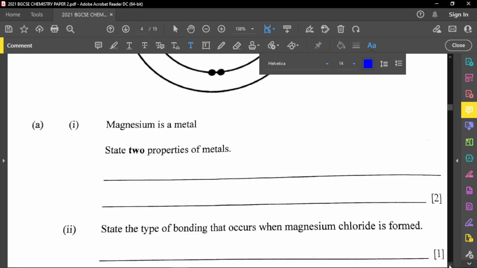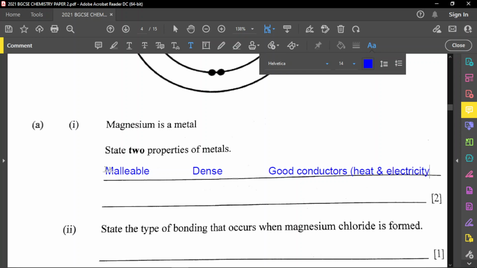Part A says magnesium is a metal. State 2 properties of metals. Metals have a lot of properties. One is that metals are malleable, which means that they can bend easily. Metals tend to be dense as well. Metals tend to be good conductors, so they are good conductors of both heat and electricity.